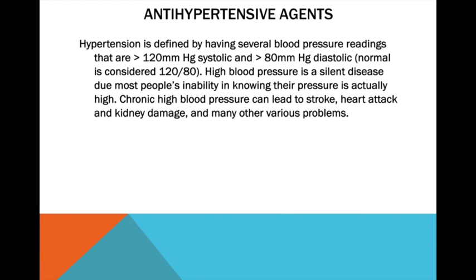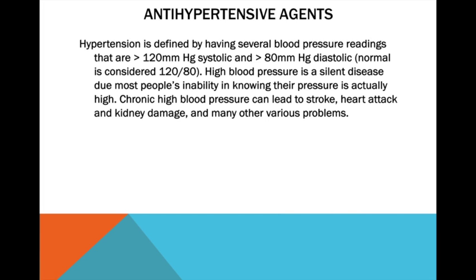All right, so this is going on to the drug section of the course. So antihypertensive agents, what are they? Well, hypertension is defined by having several blood pressure readings that are 120 mmHg systolic and greater than 80 mmHg diastolic. Normal is considered 120 over 80.